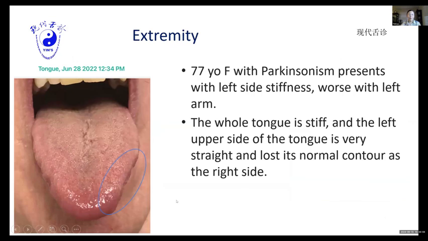This is a 77-year-old female with Parkinson's. And she is very, very stiff, mainly on the left arm. And you see the whole tongue. First of all, people with Parkinson's are very stiff. Even their face is like a mask. So you see the whole tongue is stiff, and the left upper side of the tongue is very straight and lost the normal contour compared to the right side. So this shows her left arm stiffness.